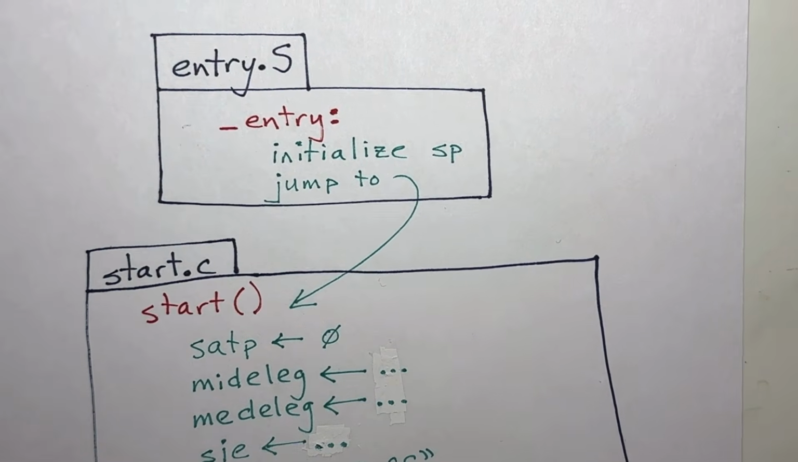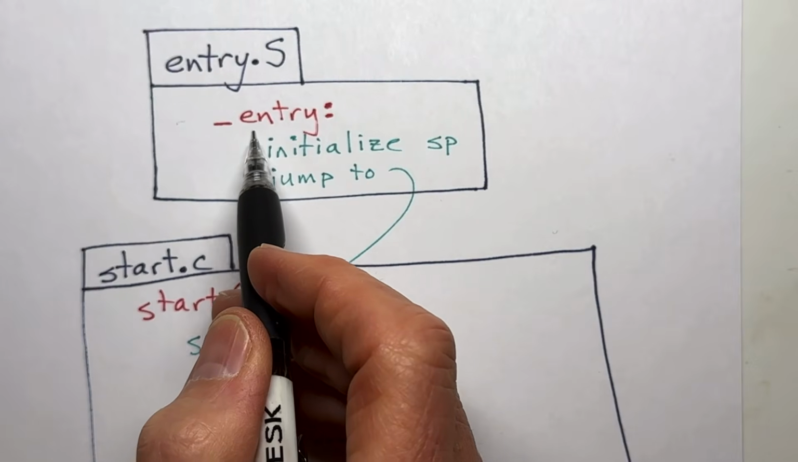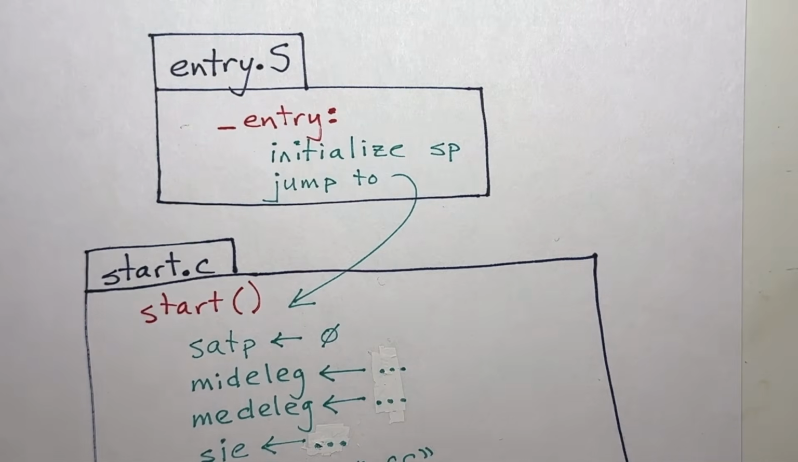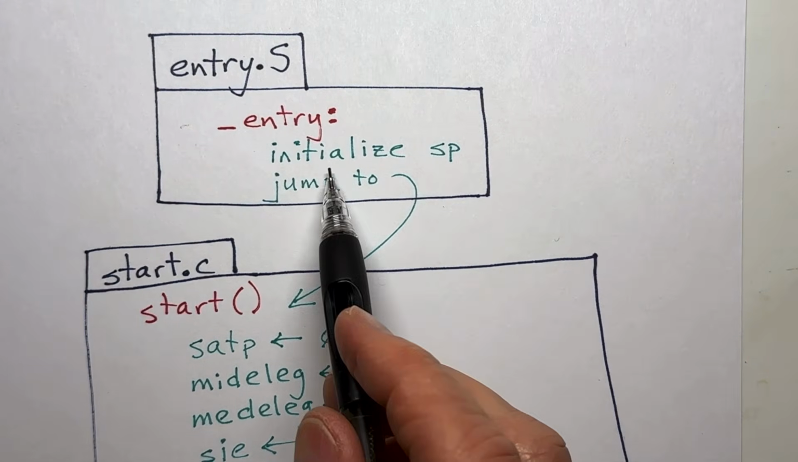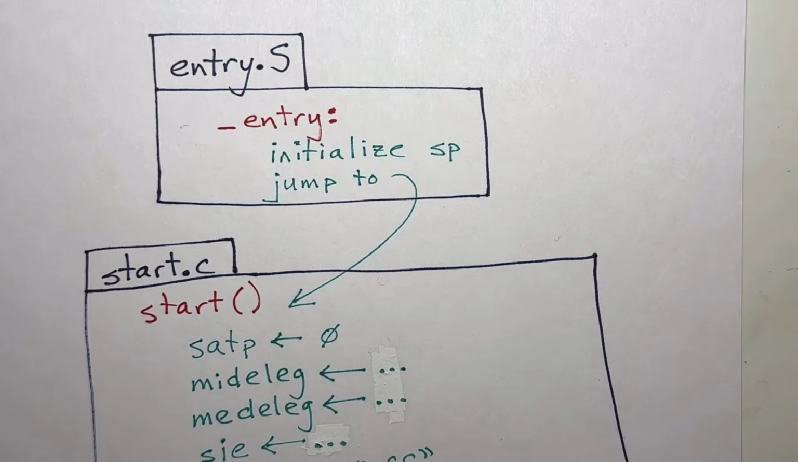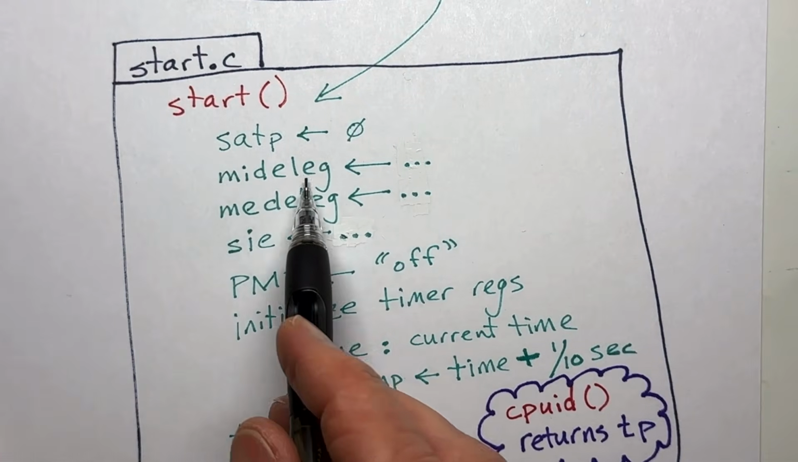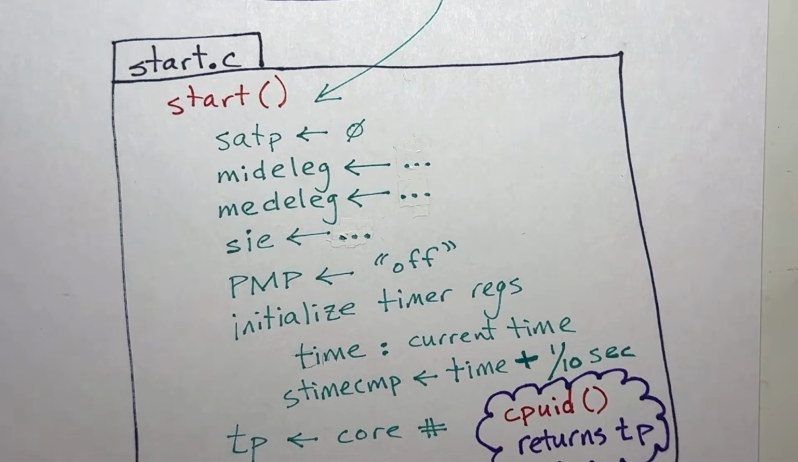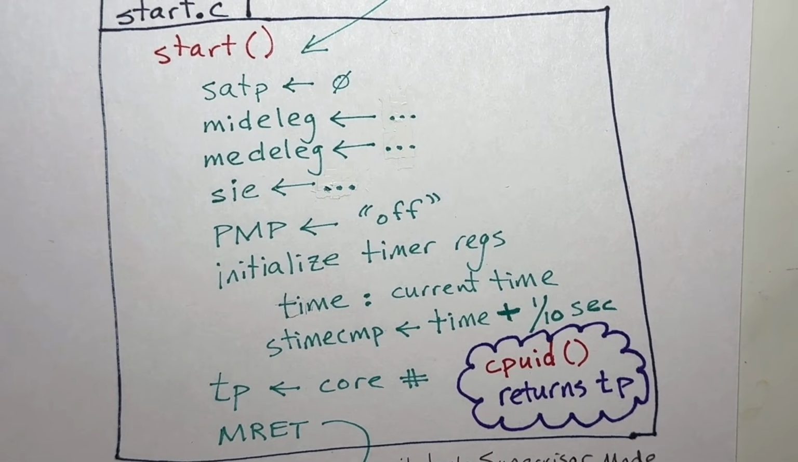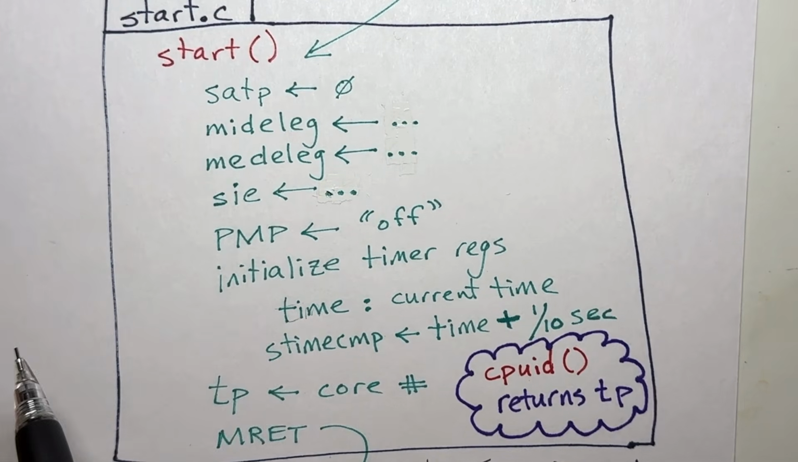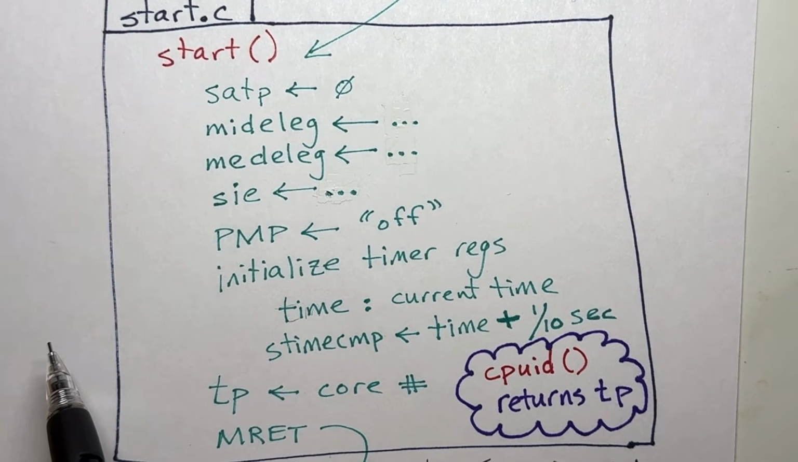Execution begins with some assembly code at location _entry. This short bit of code looks to see what core it's running on and initializes this core's stack pointer register to point to its private stack area. After this, it jumps to a function called start. The start function is written in C and does all the initialization that must be done in machine mode. We don't have any page tables yet, so it clears the SATP register to prevent address translation from happening until the kernel is ready for it.